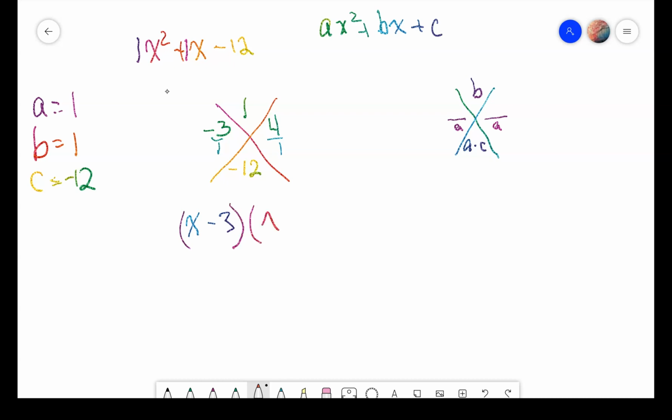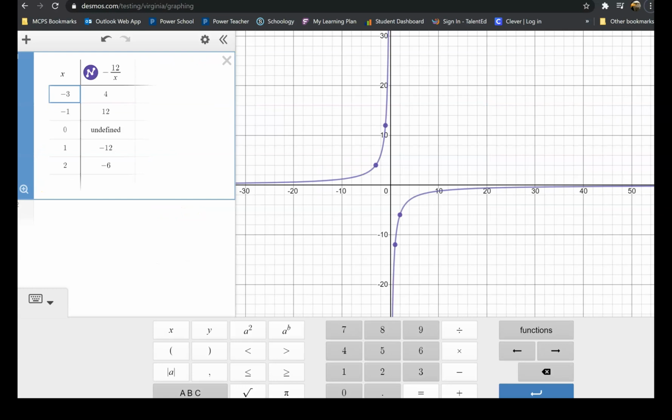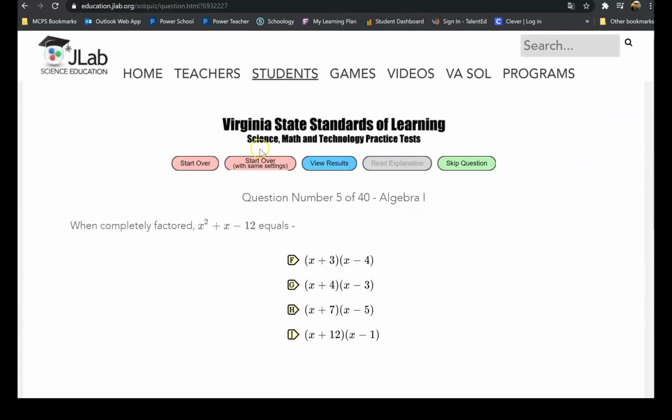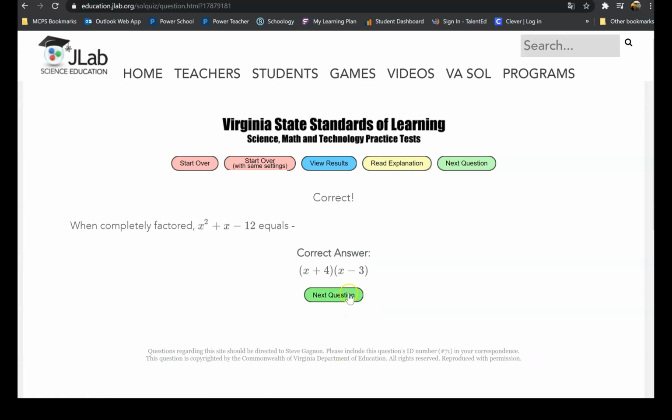And then x plus 4. Let's see if that is one of our answer choices. X plus 3. No, we need x minus 3. There we go. It is G. Correct.